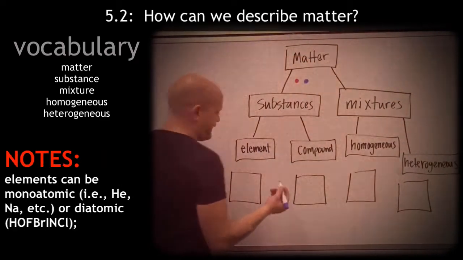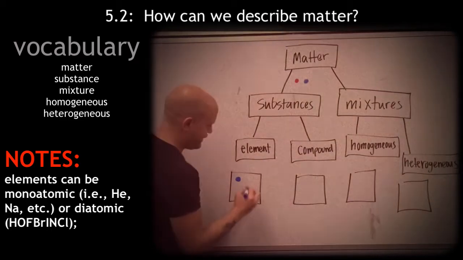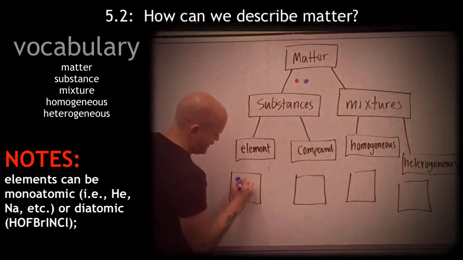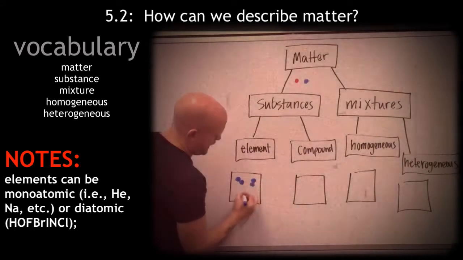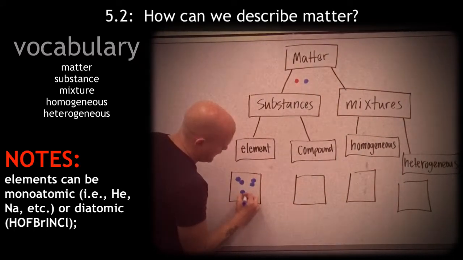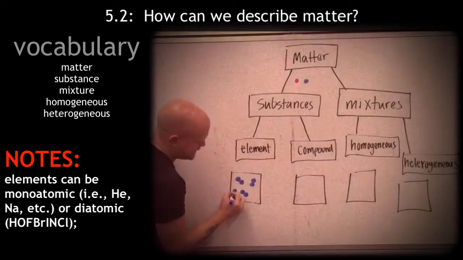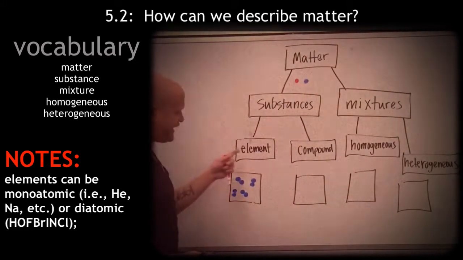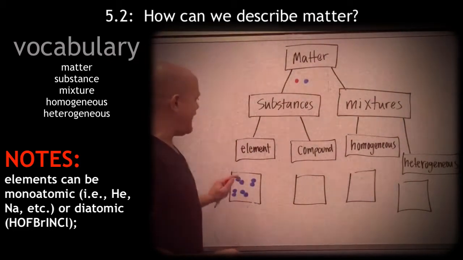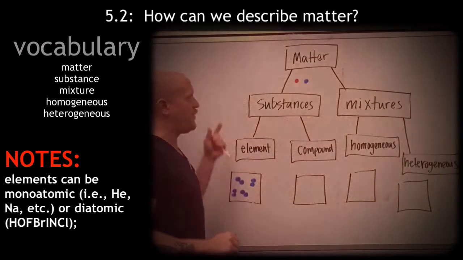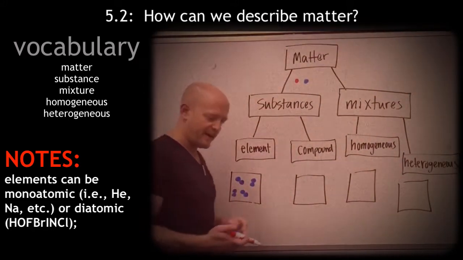Now, an element is simply one specific type of thing. Now this right here is a diatomic element. This could be one of the Hofbrinkels. And it is an element, it's a pure substance because there's nothing else in it. It's only the blue dots. And it is an element because there's only one type of atom present. This happens to be diatomic.